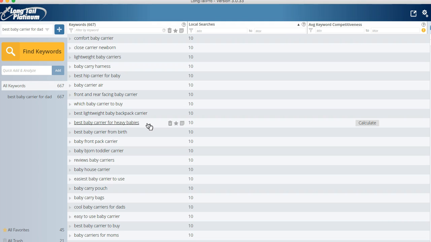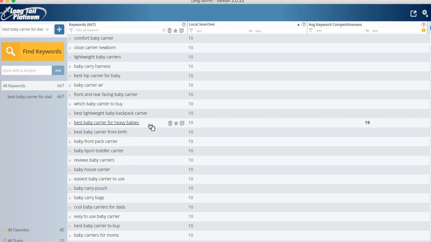Oh god, fat babies. Yeah, focus. So if you made a piece of content for best baby carrier for heavy babies, let's just calculate that for funsies, then the chances are that it's going to come up for multiple other variants. Best baby carrier for fat babies, best baby carrier for overweight babies, best baby carrier for big babies, heavy duty baby carrier for babies, whatever, you understand what I mean.